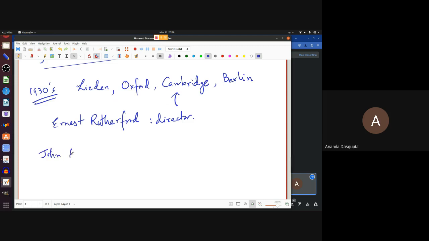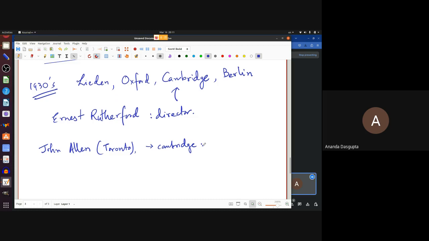In particular, John Allen, who was working in Toronto. He was working in a cryogenic lab in Toronto, Canada, but that cryogenic lab worked in liquid nitrogen. So he was trained, but not trained at those low temperatures. But John Allen moved to Cambridge to work with Kapitsa. His idea was he would join Kapitsa, work under him and learn from him and basically become an expert in very low temperature physics. But something rather funny happened at that point of time.